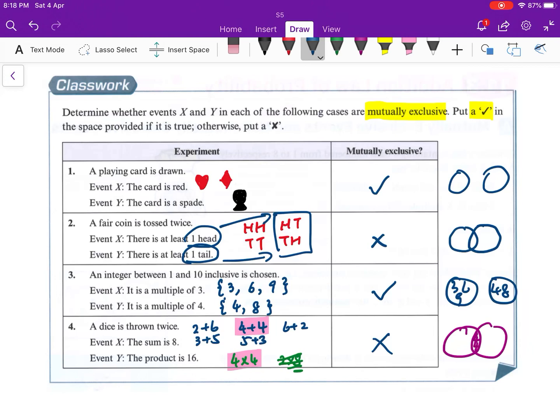So clear? Let me repeat one more time. Mutually exclusive means they don't have any relationship, they are separate, okay? Non-mutually exclusive means they have something the same, they can overlap, okay? Got it? So this is session A, talking about 2 very important vocabulary: mutually exclusive and non-mutually exclusive.